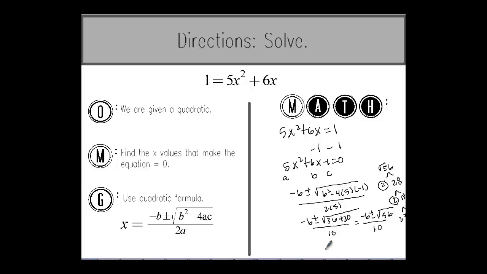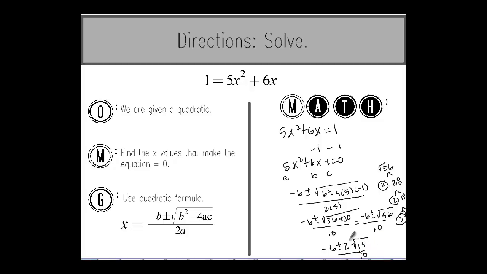So that's going to simplify to negative 6 plus or minus. I have a pair of 2's I can pull out. This 2 and 7 could not come out, so I go back inside the radical. 2 times 7 leaves me with 14 inside, and this is all over 10.